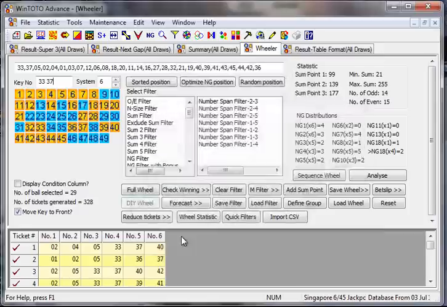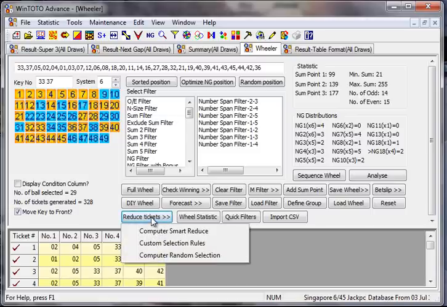Out of 433 numbers, you can actually cut down to 328. And if you think this is a little bit too high for you, you can go for this thing called the reduce ticket. We have already got so many steps for you. One is called the smart reduce, one is called the custom selection rules, one is called the computer random selections. You can choose any of them. I'll tell you, they are all equally good. So you've got many ways to help you to reduce the number of tickets you want.